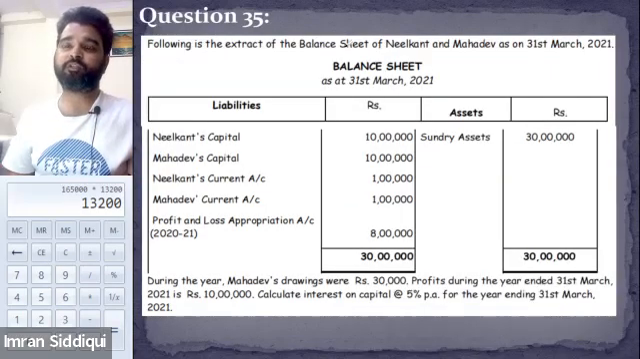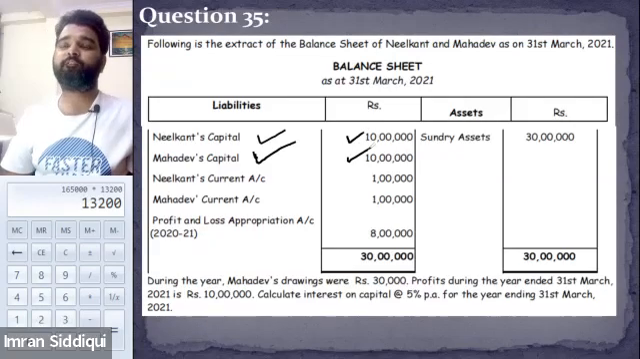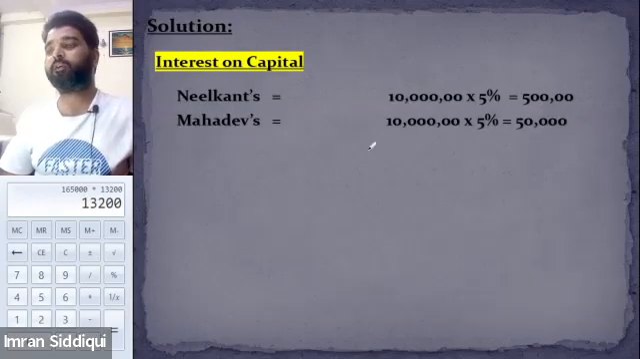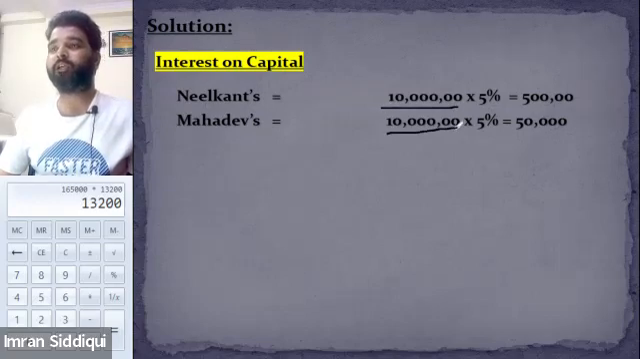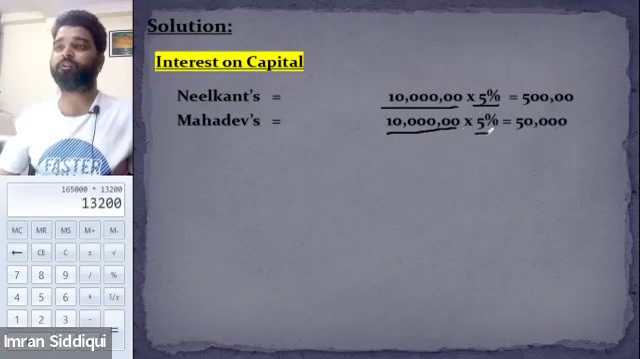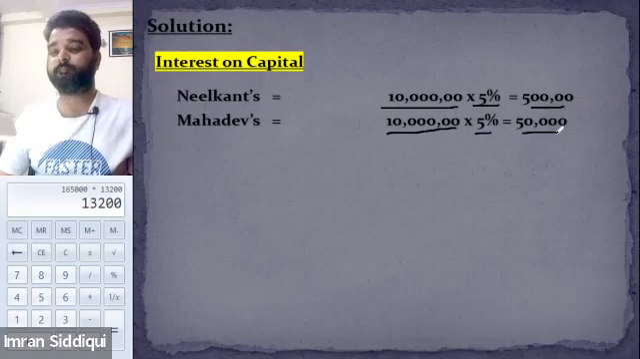So since in this question the closing capital balances are given, we will simply presume that the opening capital balances will also remain the same. Therefore, we don't have to prepare a separate statement for the calculation of the opening balances. We can simply assume that the opening capital balance of each partner will also be 10 lakh, and directly calculate 5% of that capital. That will be 50,000 each.